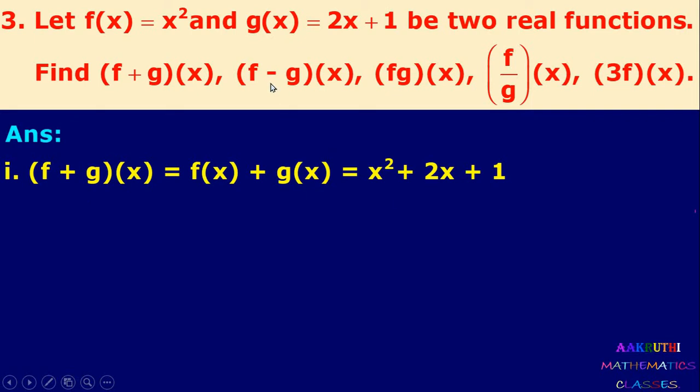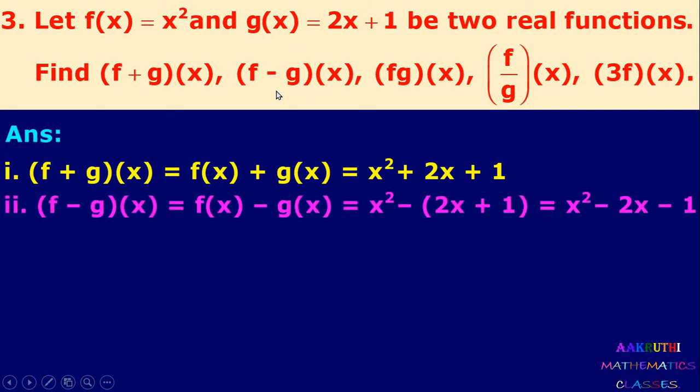So next question is f minus g of x. So f minus g of x can be written as f of x minus g of x, and here f of x is x square and g of x is 2x plus 1. And here, important, we have a negative, so put brackets and write it as x square minus (2x plus 1). So when we simplify, we get x square minus 2x, plus into minus is minus 1. Therefore f minus g of x is x square minus 2x minus 1.